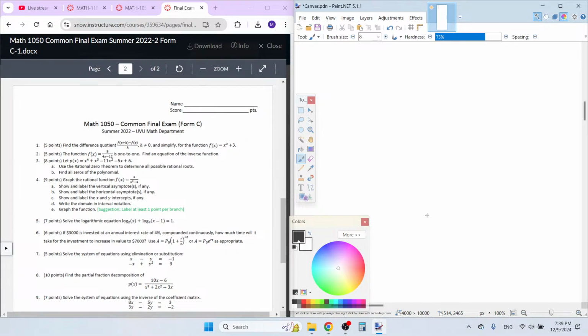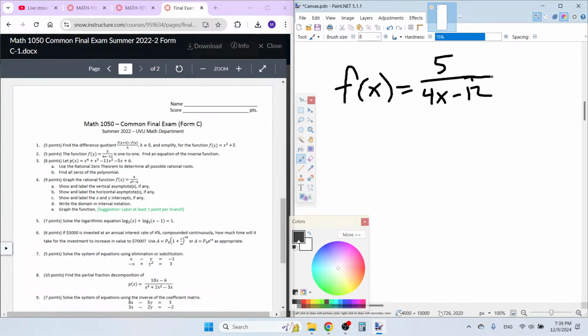So, we have f of x equals 5 over 4x minus 12. We're told this is 1 to 1, which means it's invertible. And we're told to find an equation of the inverse function.